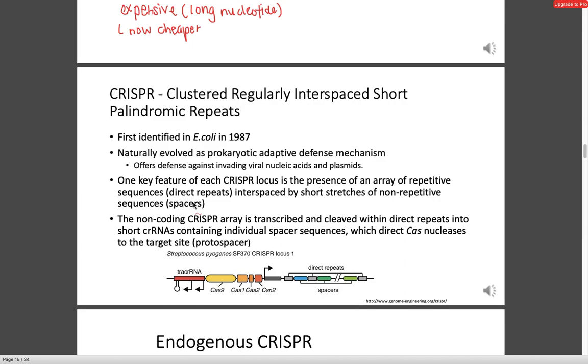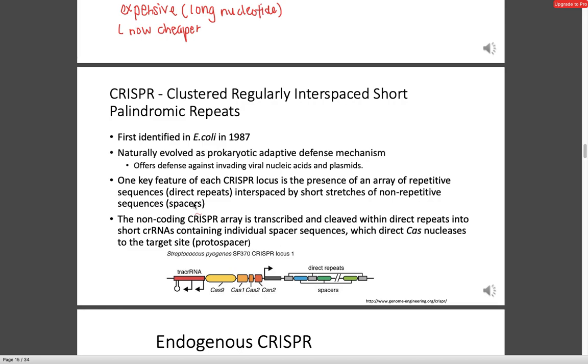So basically, CRISPR, or we call clustered regularly interspaced short palindromic repeats. Boleh keluar sendiri lah. First identified in E. coli in 1987. Tahun saya lahir. Naturally evolved as a prokaryotic adaptive defense mechanism. So basically CRISPR ni untuk defense mechanism.